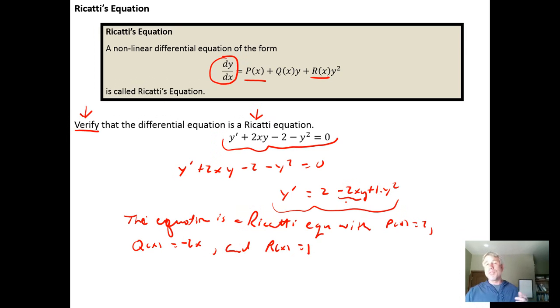So again, when you're asked to verify that you have an equation that has the form, you're being asked to show that it meets the form in the definition. So if it's not already in the form, you have to put it in the form and then identify the relevant pieces of the form.